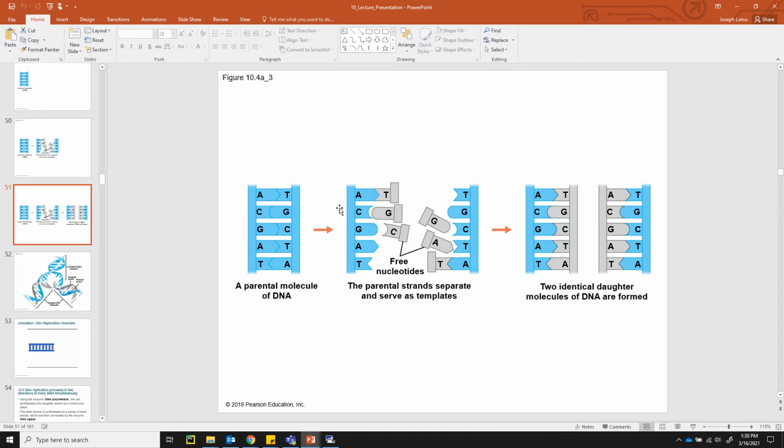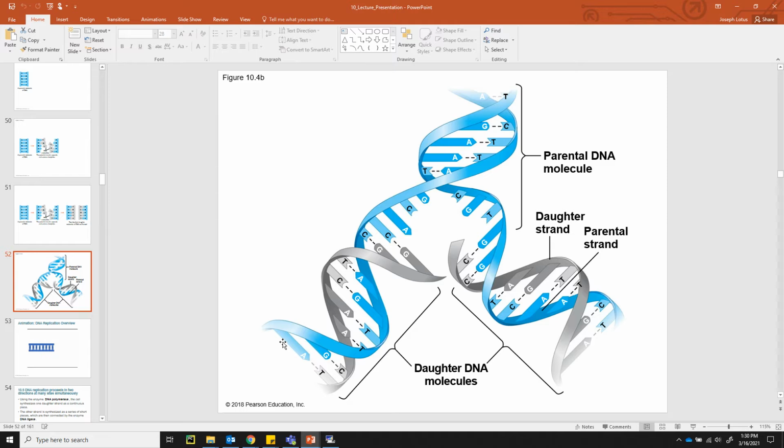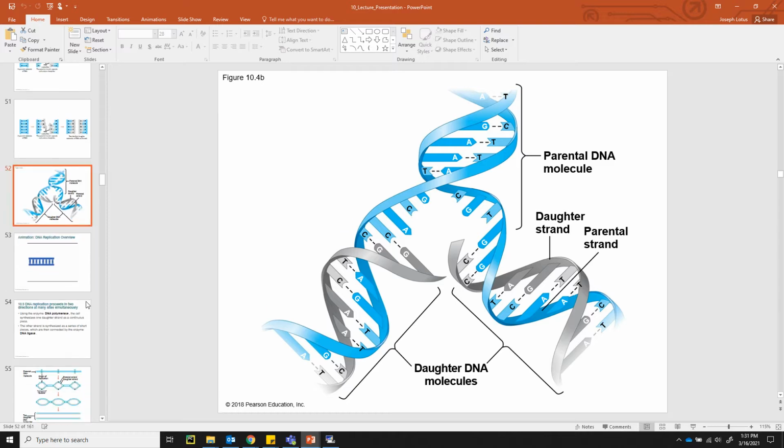Okay, so you with me on this? It's reading the previous strand, and it's writing the new strand. Here, the DNA polymerase is going to read the parental strand, and it's going to use that information to write the new strand. Just like if I asked you, what's the next letter here? You would read these letters and you would write the new letters.